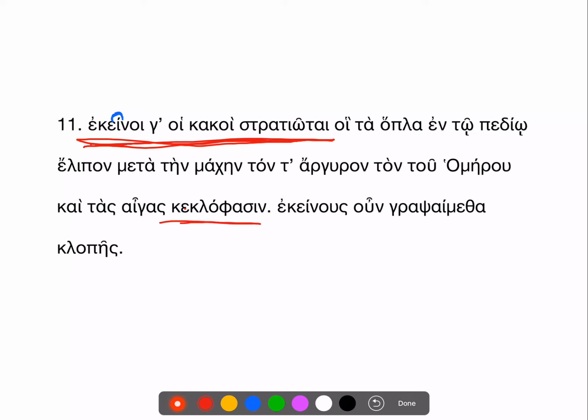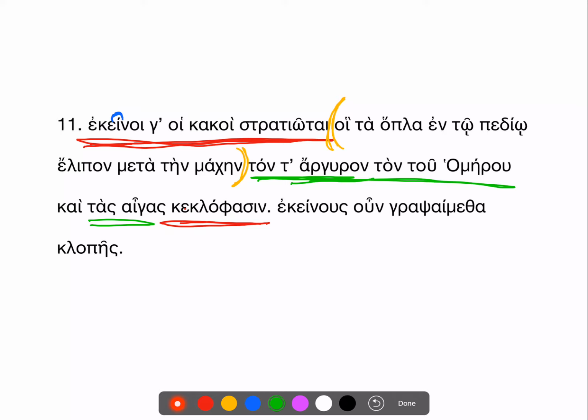There's the main verb, keklophasin. And then this in here is a relative clause. Okay? And then this, all of that, and that are the direct objects of the verb, I think, right?